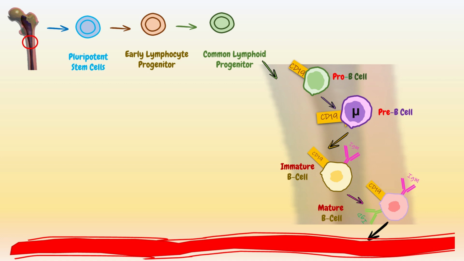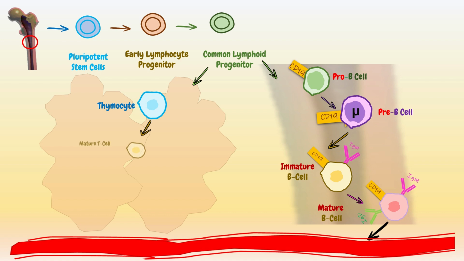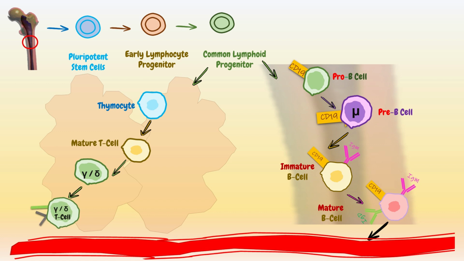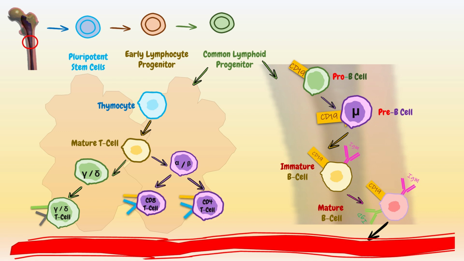But in case of T lymphocytes, after formation of common lymphocyte progenitors, they will move to thymus and form thymocyte and then complete development as mature T cell. The mature T cell having gamma and delta will express gamma and delta T cell receptor. But T cell having alpha and beta will express either CD4 or CD8. Then they are released in bloodstream.